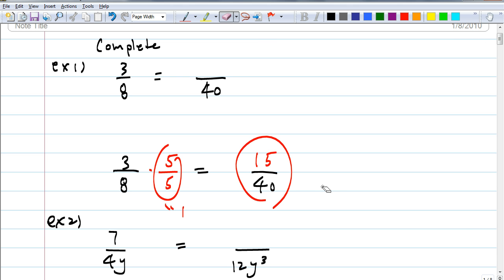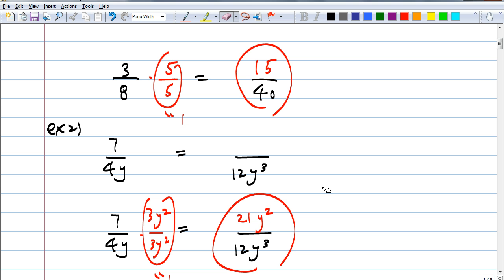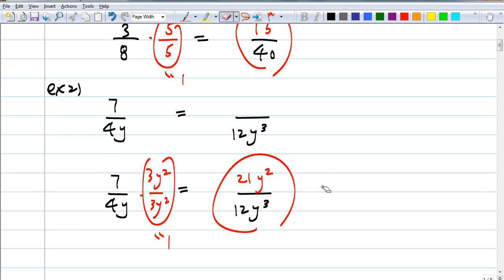Very good. Where did she get the 3y squared from? To get 12y cubed, you have to multiply 4y times 3y squared. You're looking at 4y and asking, what do I need to multiply 4y by so that it becomes 12y cubed? So you get 21y squared over 12y cubed. Again, 3y squared over 3y squared is 1, so it doesn't change the value.